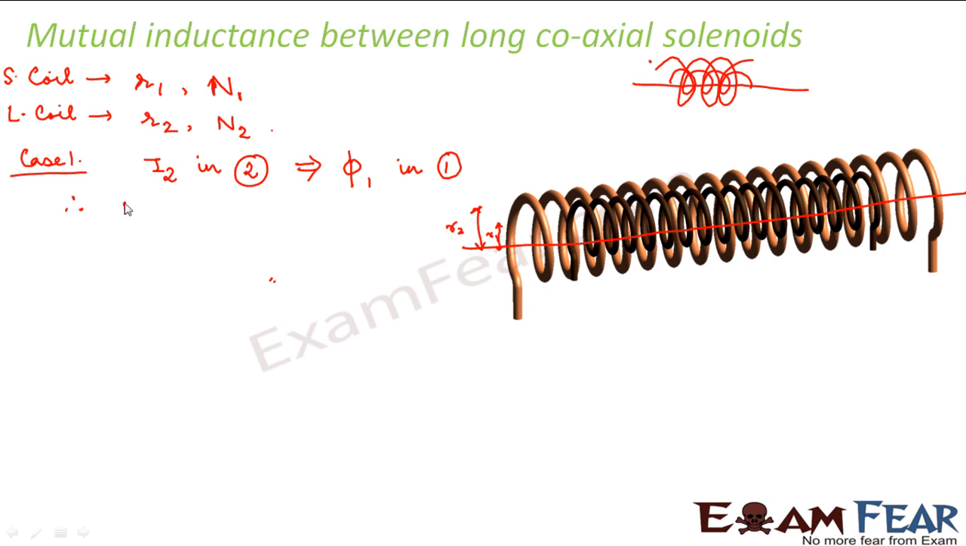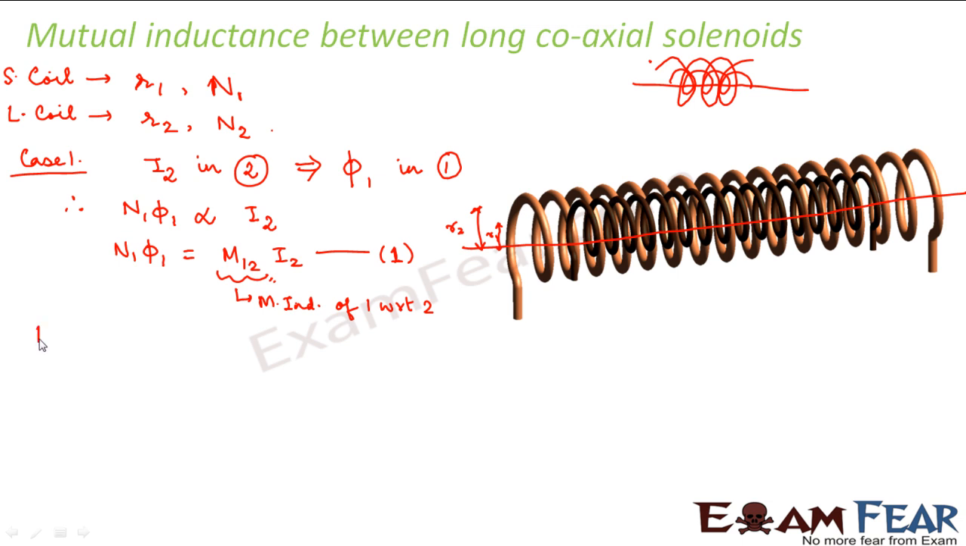Therefore, we can say that the total flux in coil 1, or flux linkage of coil 1, is proportional to the current flowing in coil 2. So we can write it as N1 phi 1 is equal to M12 into I2, where M12 is mutual inductance. This is the mutual inductance of 1 with respect to 2, that is M12. So this is my first equation.